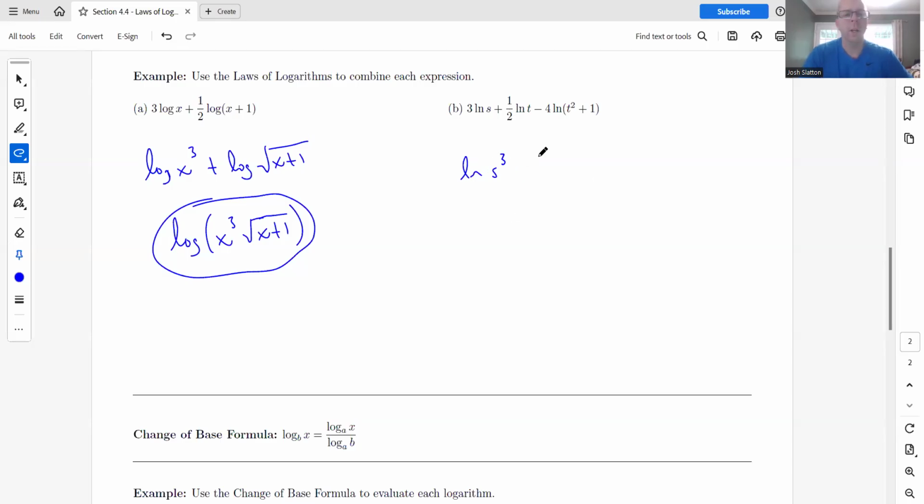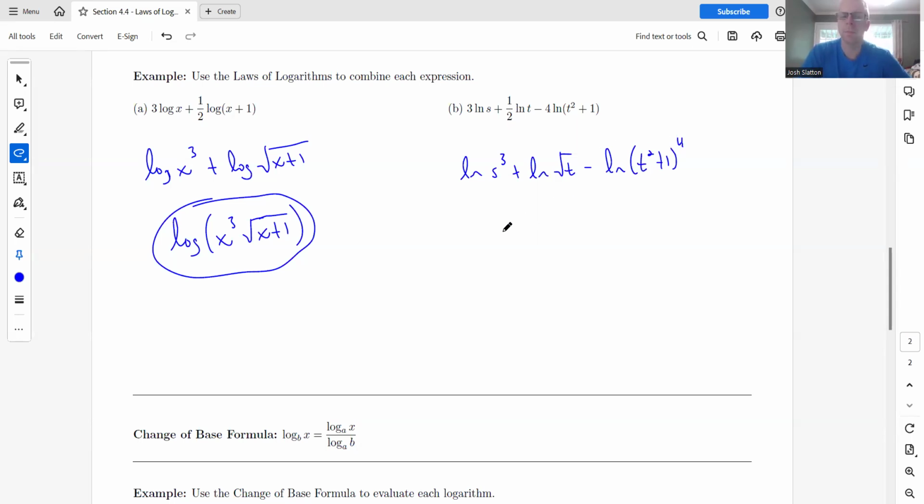Ln of s cubed plus ln of square root t, and then minus ln of t squared plus 1 to the 4th. Now this one you could make it plus and then to the negative 4th. It doesn't matter because if it's negative 4th, that's 1 over t squared plus 1 to the 4th. And so you end up with the same thing. I usually keep the negative in front, and then that tells you this goes in the denominator anyway.